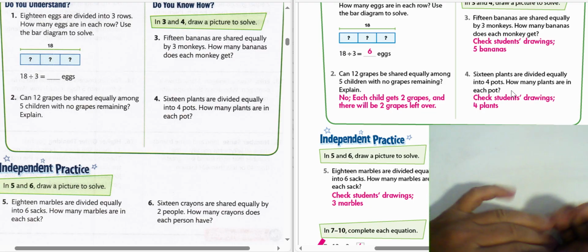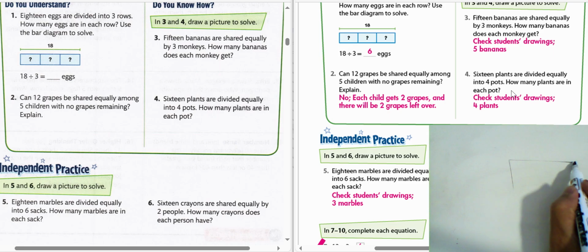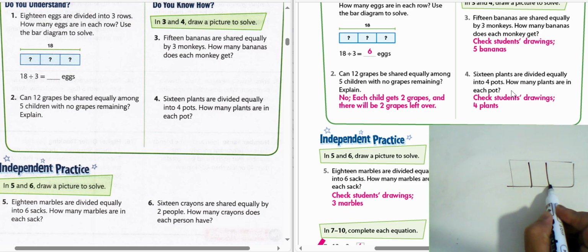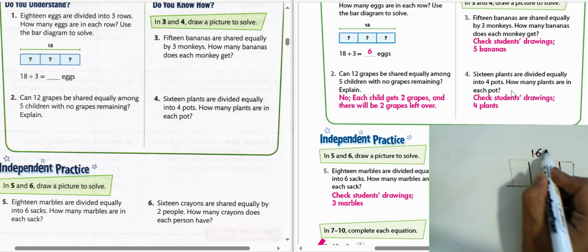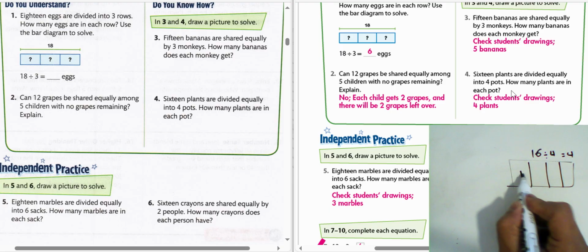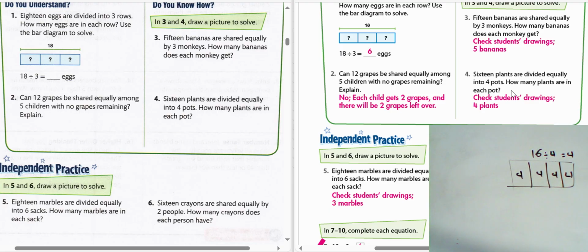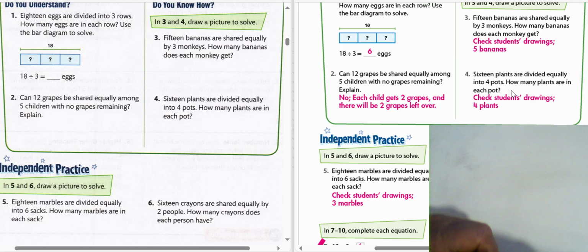Then check the drawing of the plants. We can put it here and divide it into 4 parts. We have 16 divided by 4 equals 4, right here: 4 and 4 and 4 and 4. Independent practice here.